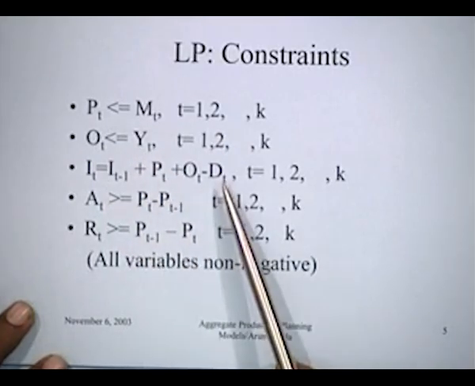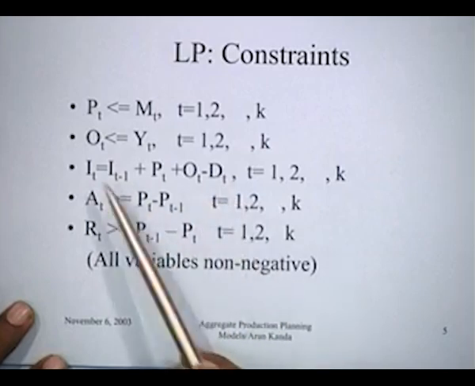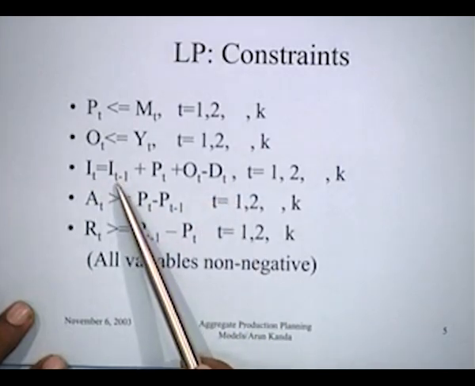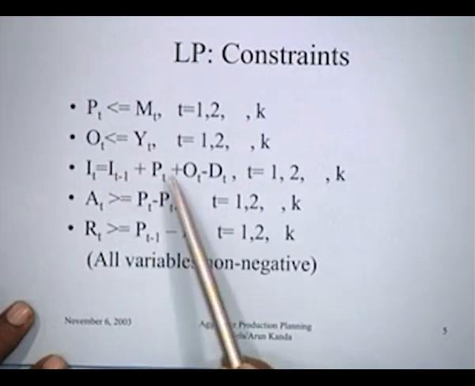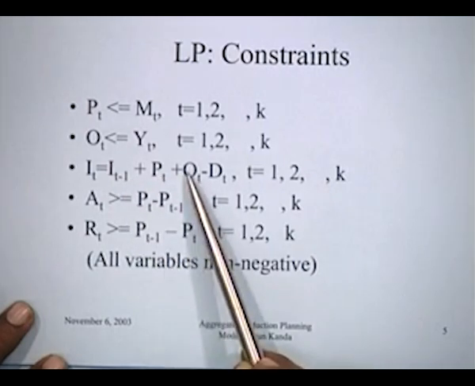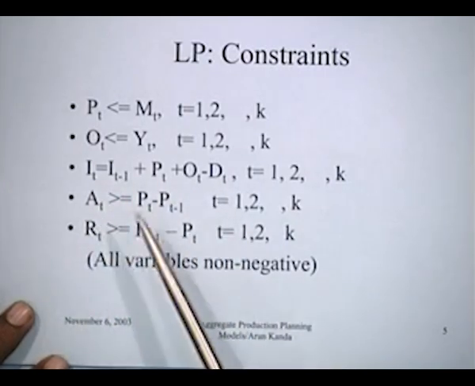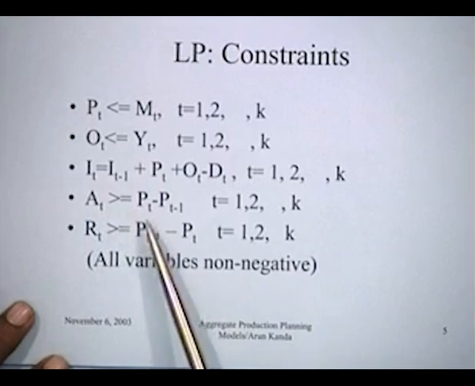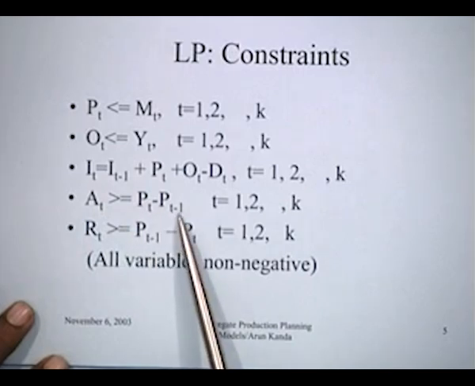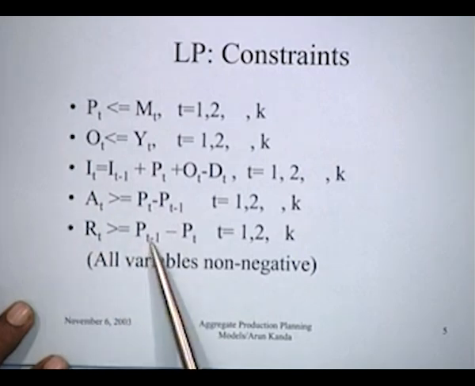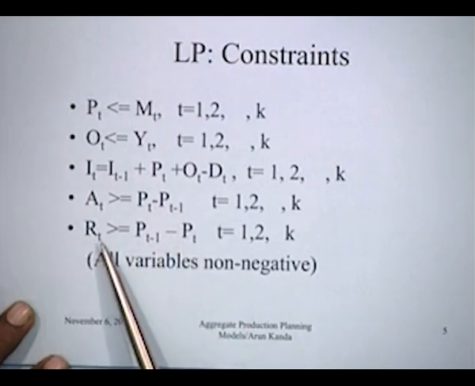This is a constraint which is like an inventory balance equation, which says that the inventory at the end of the Tth period will be equal to the inventory at the end of the T minus 1th period plus the production in period T plus the overtime minus the demand. So this is just an inventory balance equation. And here of course we are saying that depending upon whether this is production increase PT minus 1, this is captured by the variable AT, and if it's a decrease, then this is captured by the variable RT, because all the variables are non-negative.